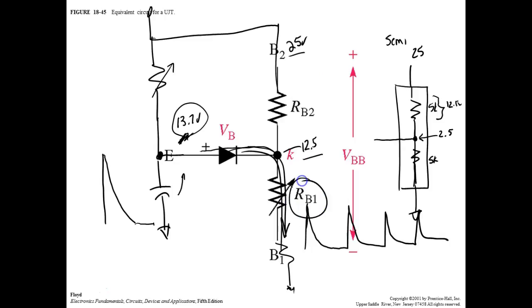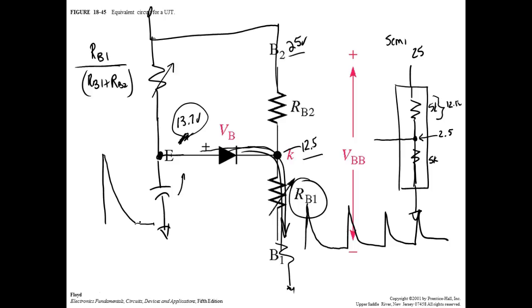Now, what we're looking at is RB1. So we have what we call an intrinsic standoff ratio. If I wanted to get the ratio of this resistor right here, it's going to be RB1 divided by RB1 plus RB2. Now, we used this before. We called it the voltage divider formula. What that was, it gives me the ratio of this resistor to this resistor. Y'all understand? So that's what they call the intrinsic standoff ratio.